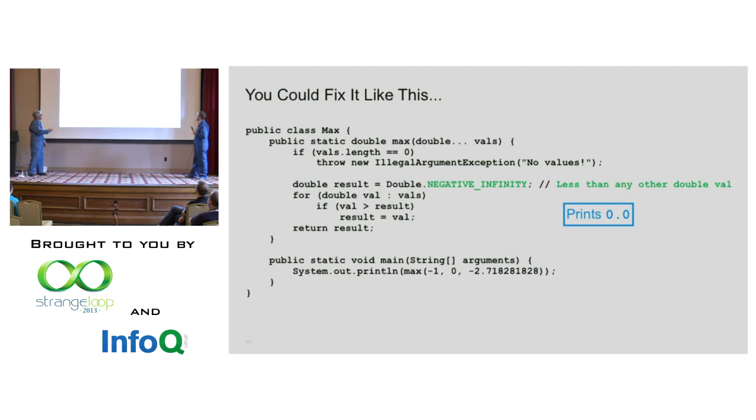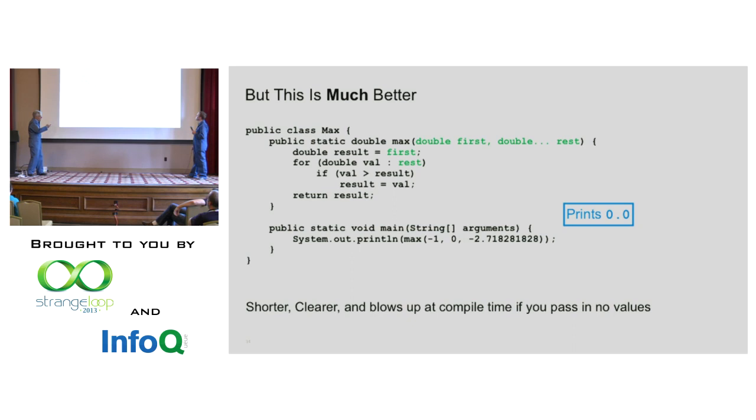Check this out. If you declare it as double first and then varargs double rest, then it'll blow up at compile time instead of at runtime if you don't pass in anything. It won't even match the declaration. And moreover, you don't need any sentinel value to initialize the thing. You simply initialize it to first, iterate over the rest, and if anything is greater than your candidate, you replace the candidate. This again prints 0.0, and I submit to you and all of you that this is the correct solution.